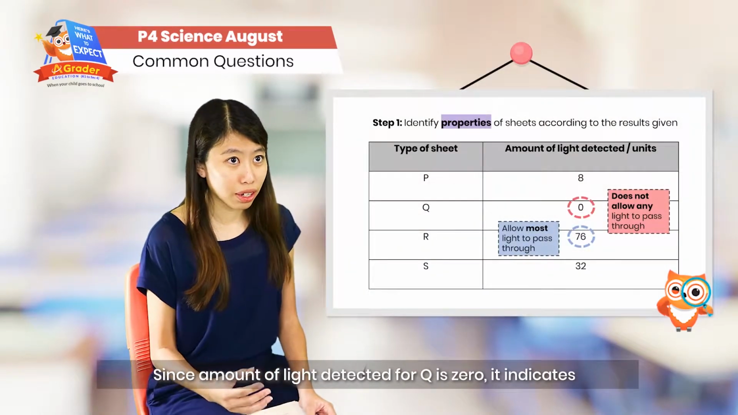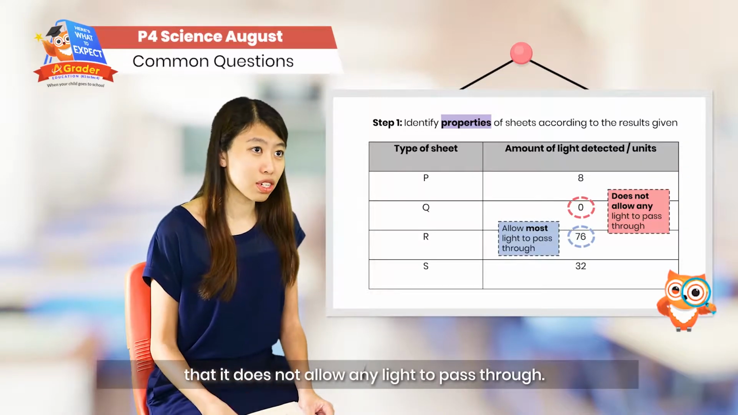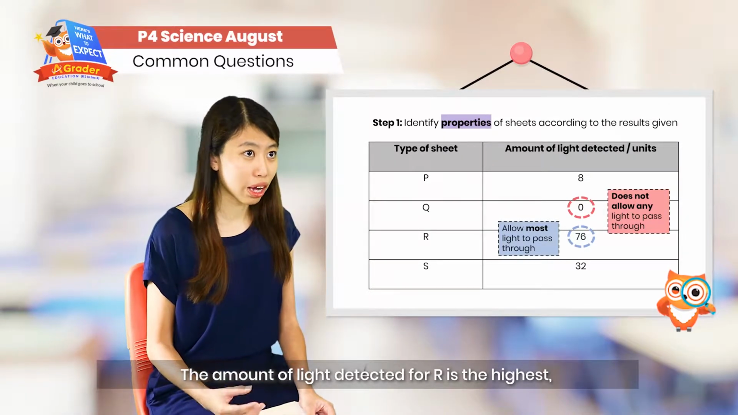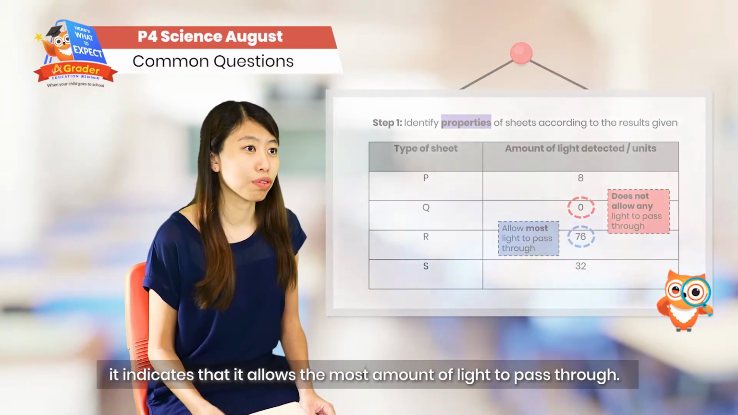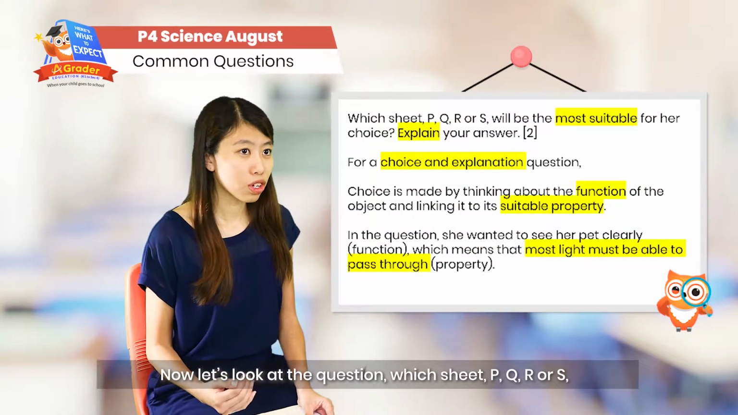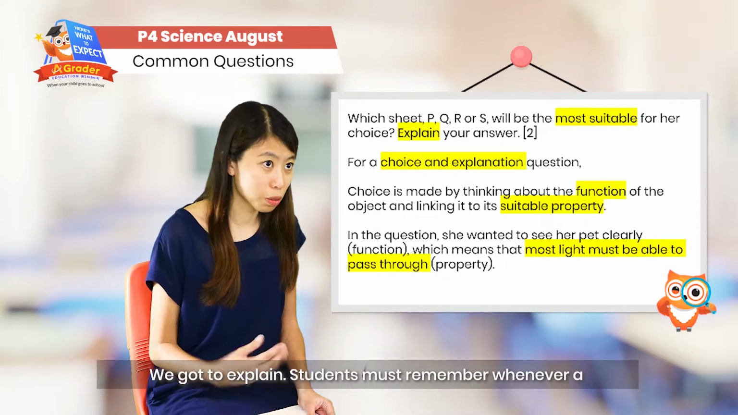Since the amount of light detected for Q indicates 0, it shows that it does not allow any light to pass through, while the amount of light detected for R is the highest. So it shows that it allows the most amount of light to pass through. So let's look at the question: which sheet P, Q, R or S will be the most suitable for her choice, and explain.